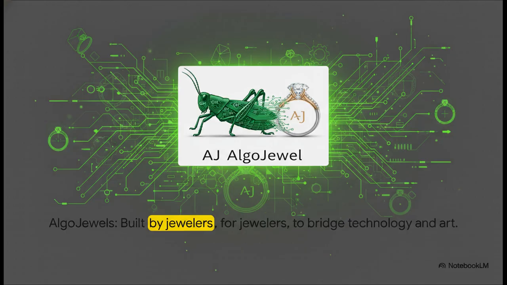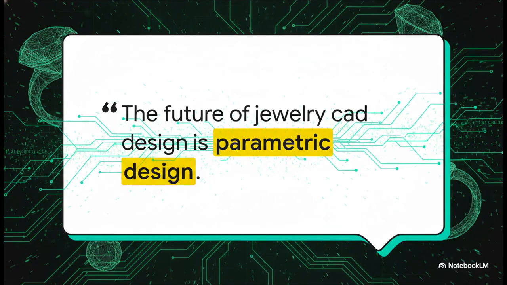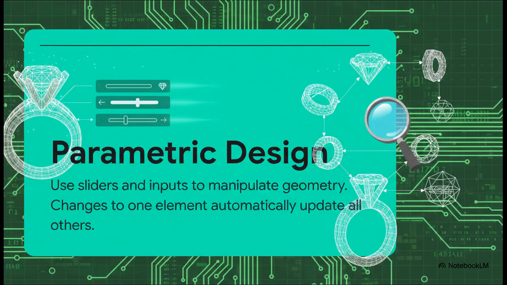tangible thing seamlessly. And this sentence right here, this is the core idea, the North Star for the entire AlgoJewels philosophy. It's a pretty bold statement, but it points to a much smarter, way more intuitive future for how we create jewelry. So what in the world is parametric design, anyway?